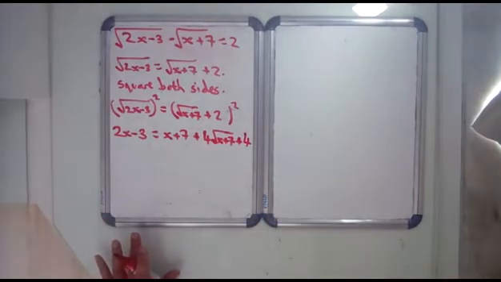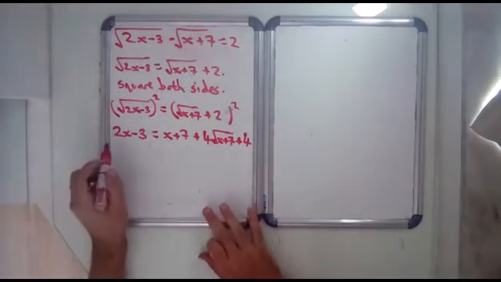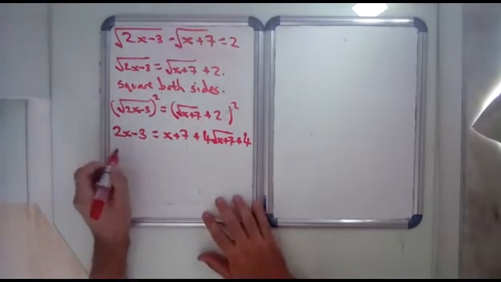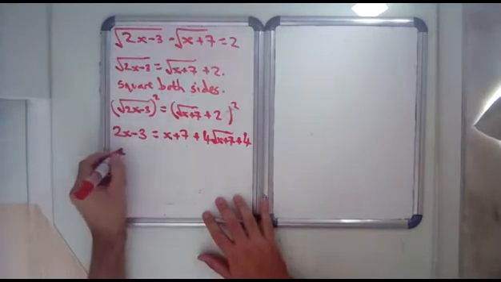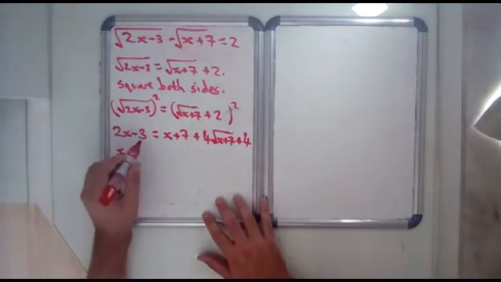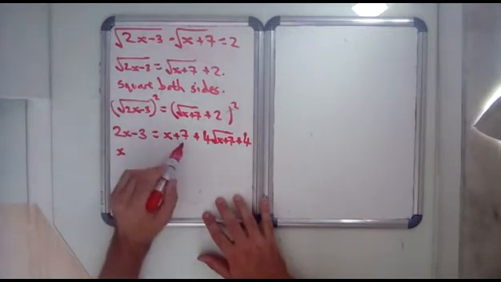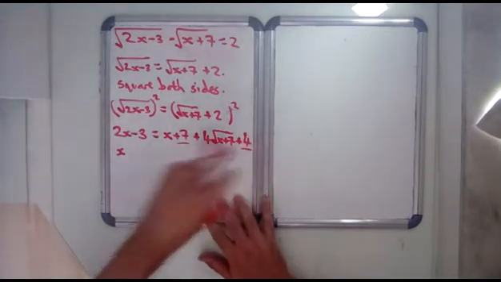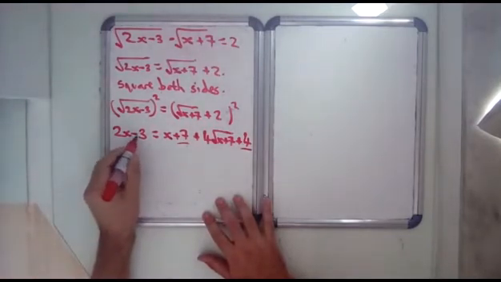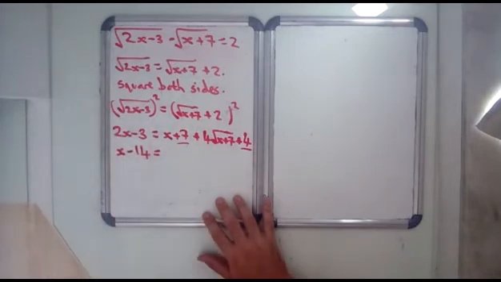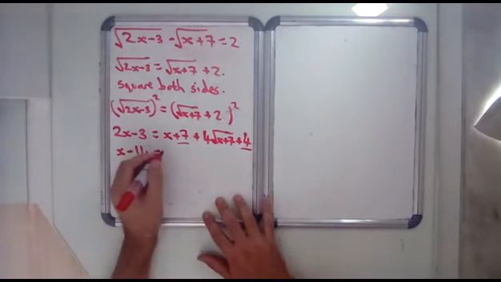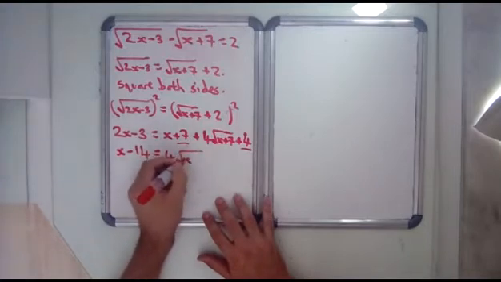Now at that point you're probably going to want to do a bit of adding up. I might put the x's on one side, so if I take away that x, 2x minus x is x, and then I might move some numbers: the 7 plus 4 is 11, subtract them both from both sides. I'm going to have minus 3 minus 11 is minus 14, equals what's left on that side, which is just the 4 square root x plus 7.